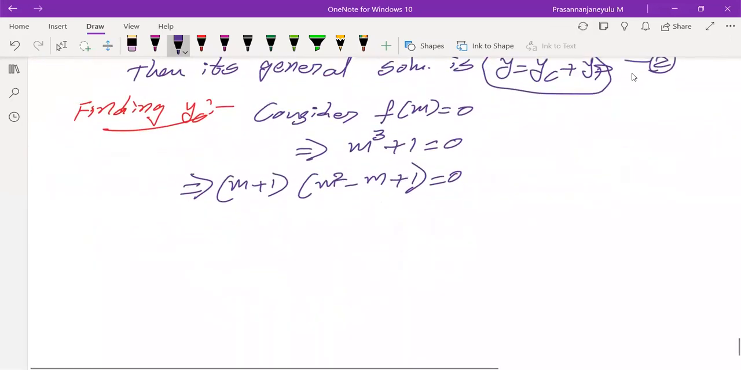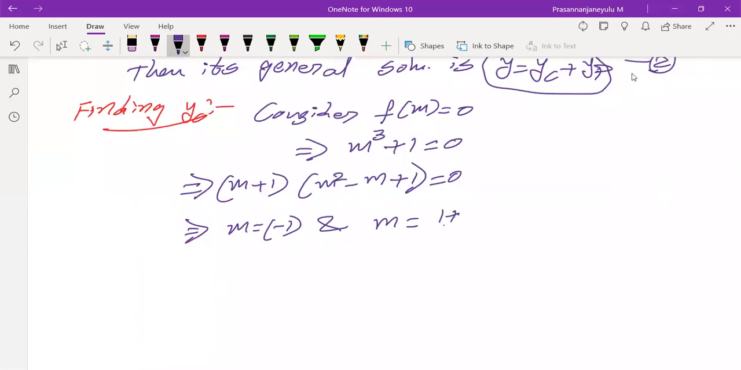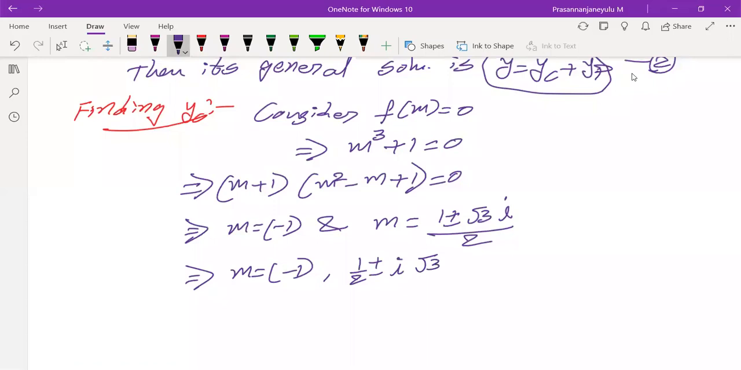Then if you find the roots for this, I'm writing m is equals to minus 1. And you use your calculator or the general way, then you can find the roots. I am writing the roots directly. m is equals to (1 plus or minus root 3 i) by 2. So nothing but m is equals to minus 1, comma, 1 by 2 plus or minus i into root 3 by 2. Now what are the roots we have here?